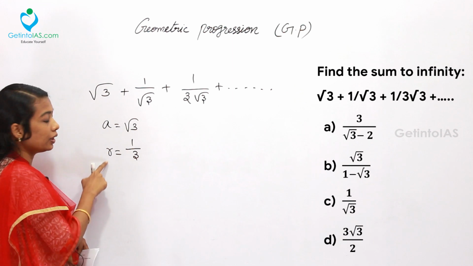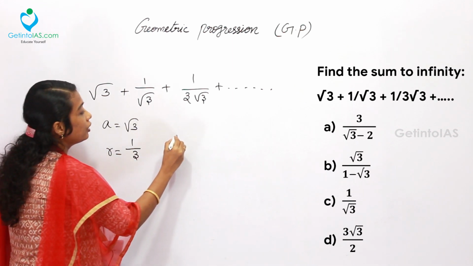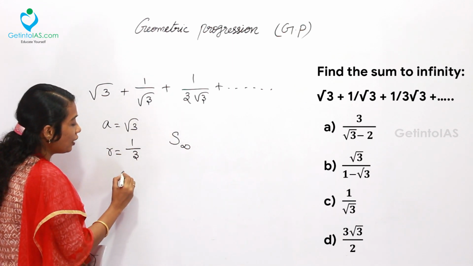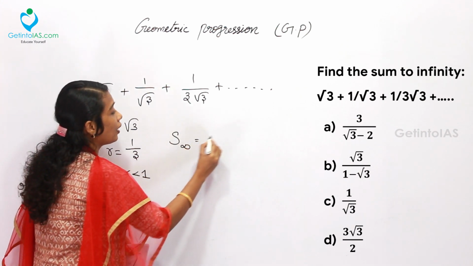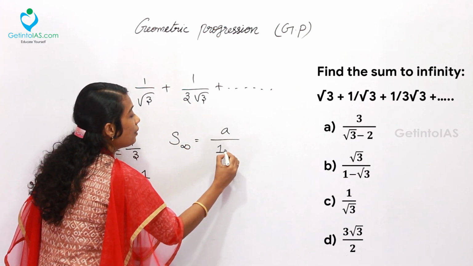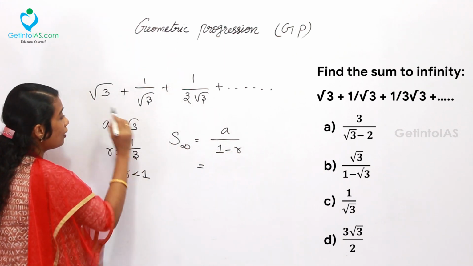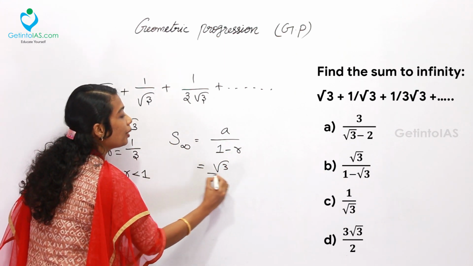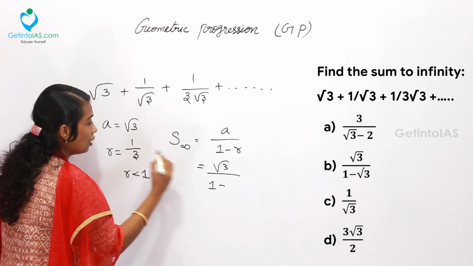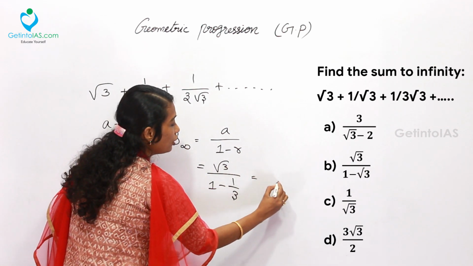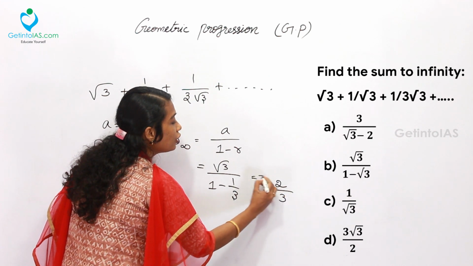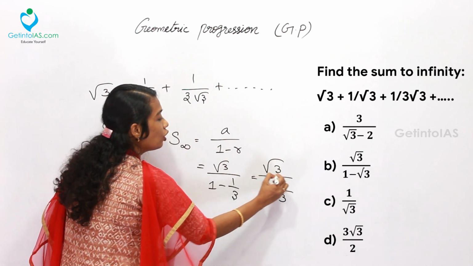So a is root 3 and r is 1 by 3. Now the formula for sum to infinity when r is less than 1. Yes, r is less than 1. A by 1 minus r. What is a here? Root 3 by 1 minus 1 by 3. What is 1 minus 1 by 3? Which is going to be 2 by 3 in the denominator, in the numerator root 3.